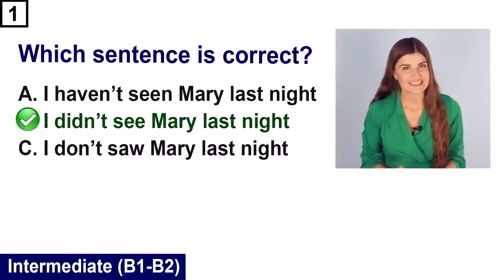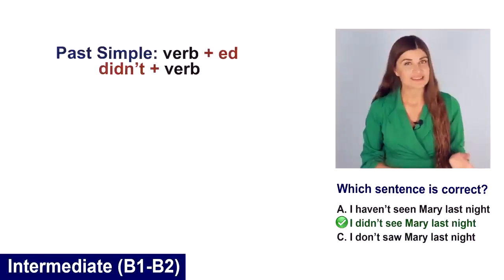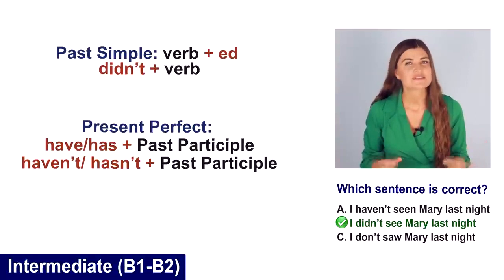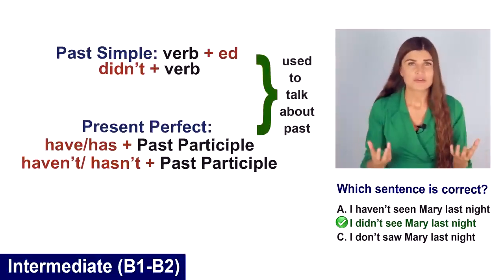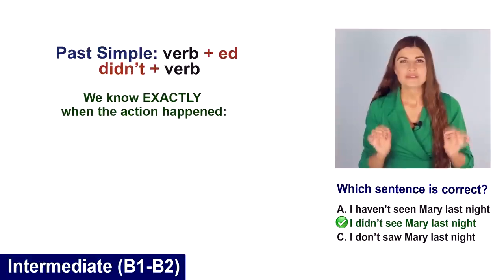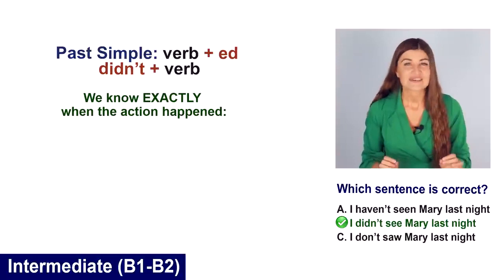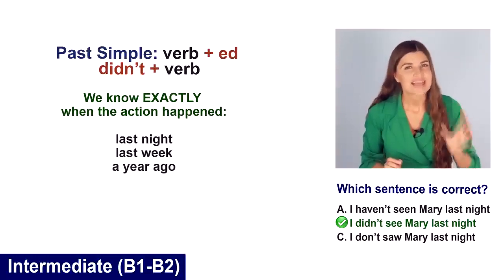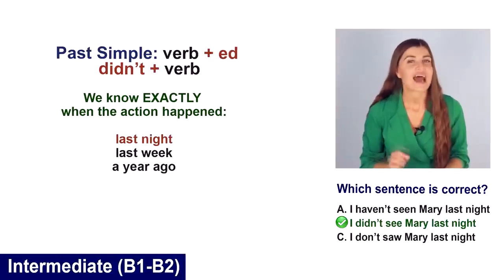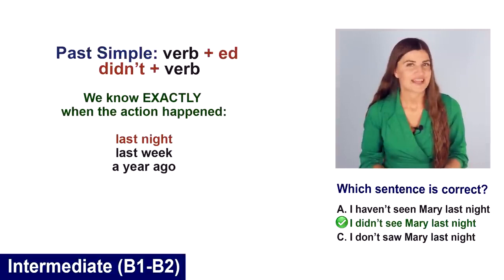There are 2 tenses that students often confuse, the past simple tense and present perfect tense. They both are used to talk about something that happened in the past. However, if we know exactly when something happened, we use past simple. So, in this case, we know exactly when this happened, right? Last night. So the correct answer is I didn't see Mary last night.